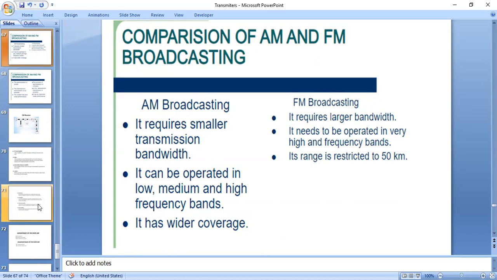And when we compare the AM modulated and FM modulated signals, what are the differences between them? For AM signal transmission, it needs a smaller transmission bandwidth, but FM needs a large bandwidth. We can operate the AM transmitter in low, medium, and high frequency bands, and FM will be operated at very high frequency bands. The drawback in FM is that it is limited to a certain range. It will be restricted to 50 kilometers, but AM has a wider coverage.